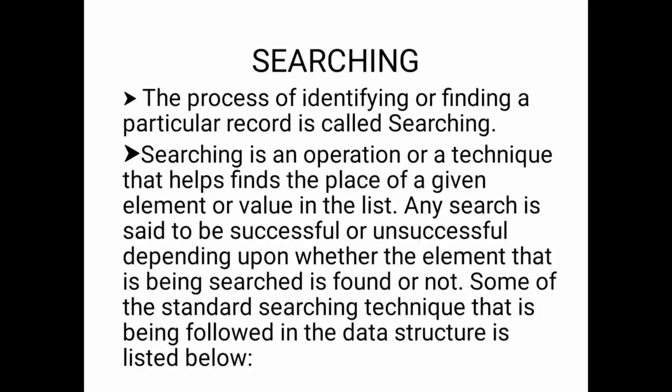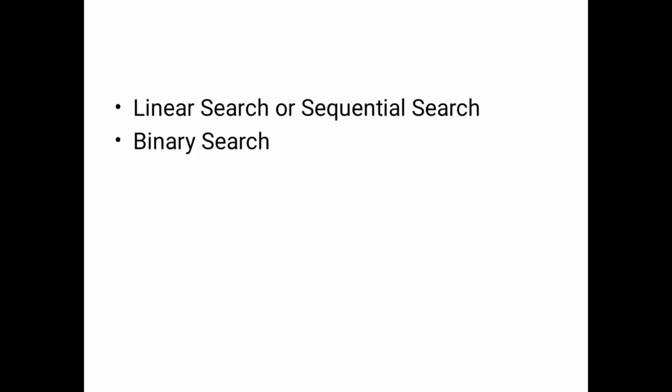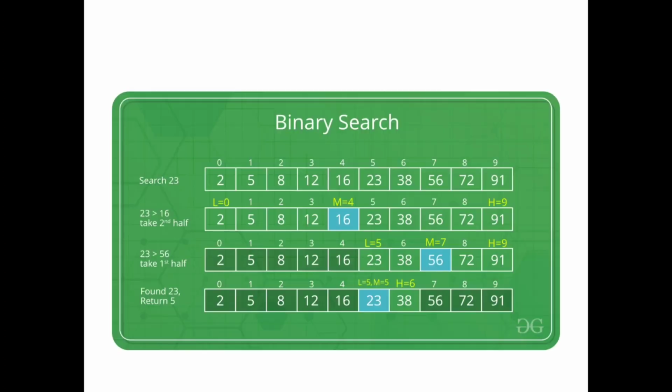Next, the input for searching is that we have to pass the elements in sorted order. Next, searching is divided into two types: linear search or sequential search, and the second one is binary search. The diagrammatic representation of binary search you can see here.